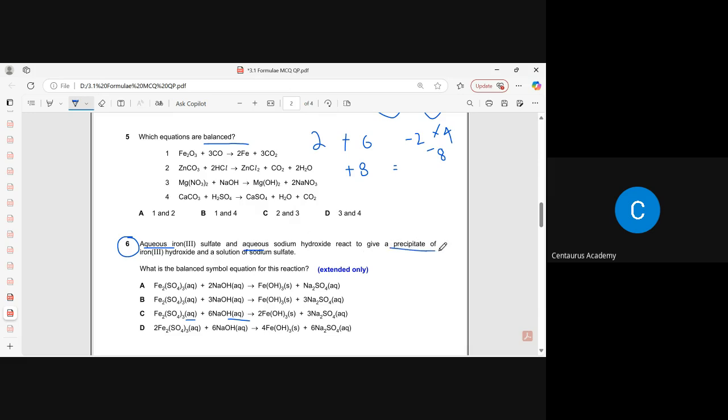They react to give you a precipitate. Precipitate is insoluble, which is why it should be a solid. And then a solution of sodium sulfate is formed. This means that it will be aqueous. So C here is the correct option so far.